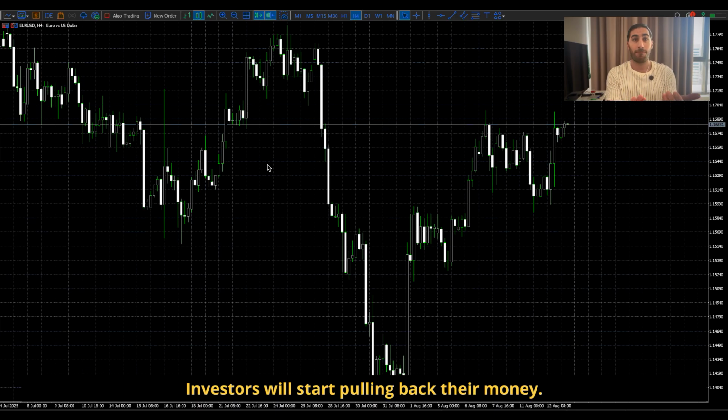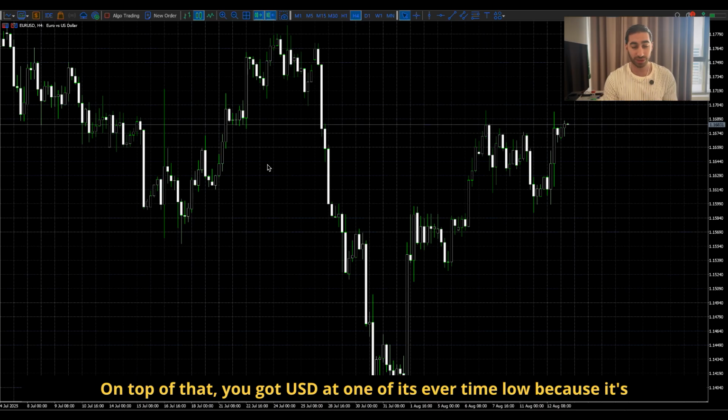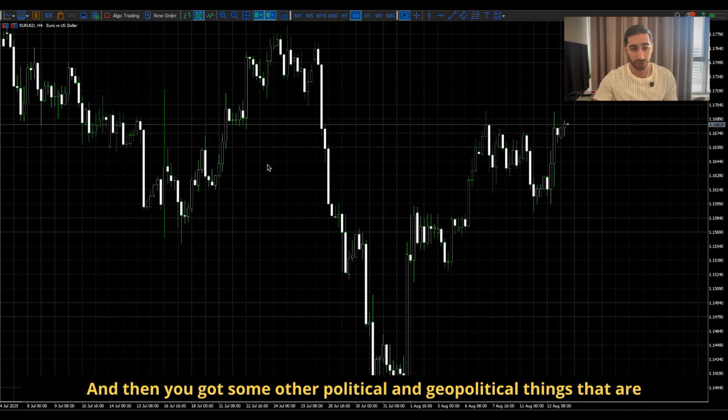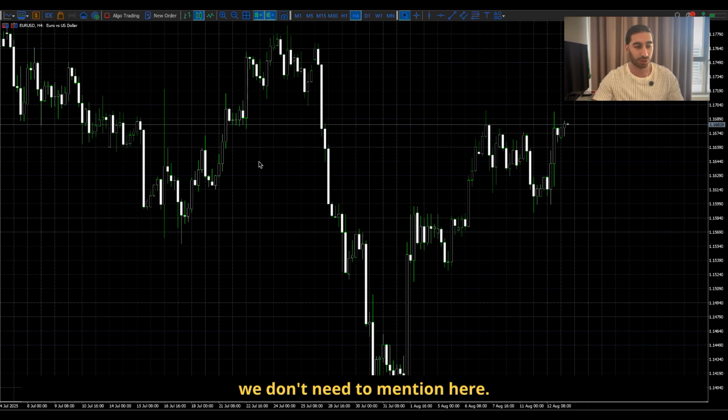Investors will start pulling back their money. They'll start removing their money from USD. On top of that, you got USD at one of its all time lows because it's getting weaker and weaker, and people are moving to other types of reserve or currencies. And then you got some other political and geopolitical things that are happening that we don't need to mention here, that might be too complicated at this point.